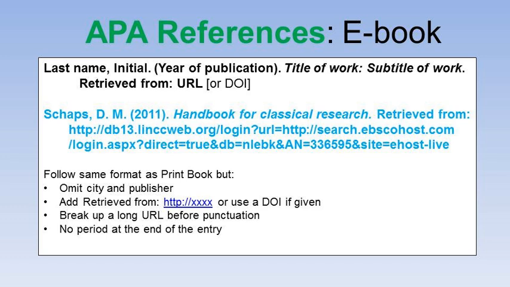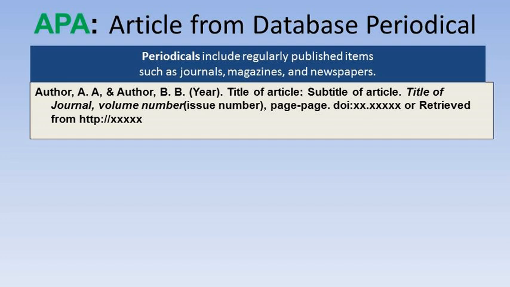If you have a long URL like this one, you can split the line before a slash, dot, hyphen, or other punctuation. And there's no period at the end of the entry, so it doesn't appear to be part of the URL. You can also use a DOI, a digital object identifier, instead of a URL, and we'll talk more about DOIs in a moment.